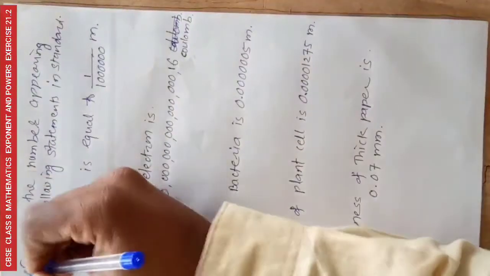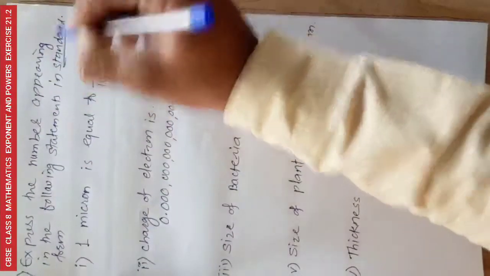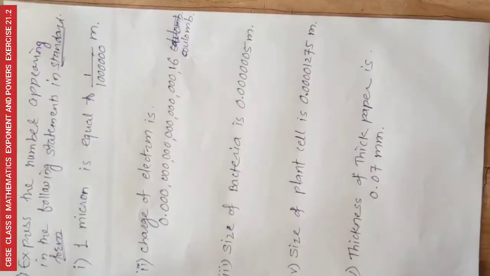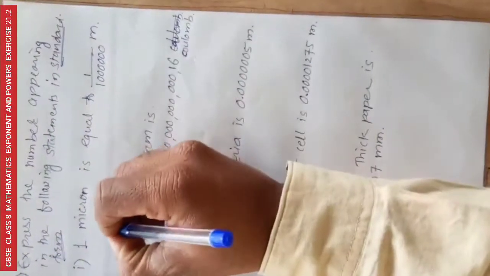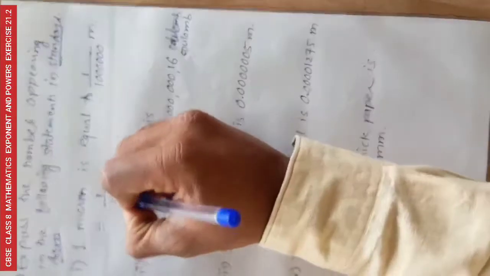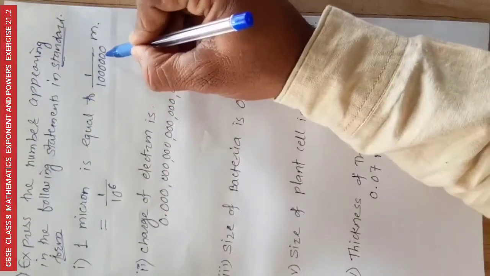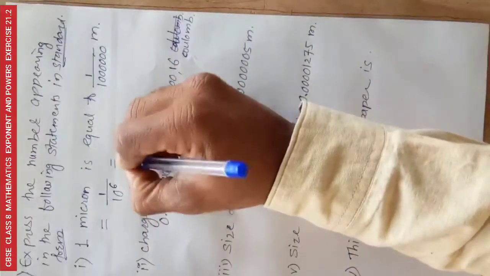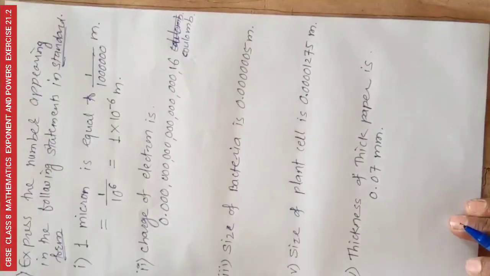Now dear students, our question number 3 is to express the numbers appearing in the following statements in standard form. Some numbers or expressions are given in verbal format, and we can also write them in the standard format. So 1 micron is equal to 1 upon 1,000,000. Here we simply write 1 upon 10 raised to the power 6 in the denominator, because 1 2 3 4 5 6. So it can also be written as 1 into 10 raised to the power minus 6. 1 micron is equal to 1 into 10 raised to the power minus 6. Okay, so this is the first.